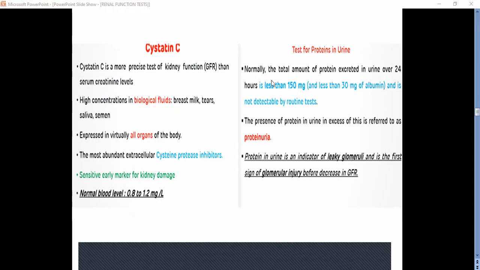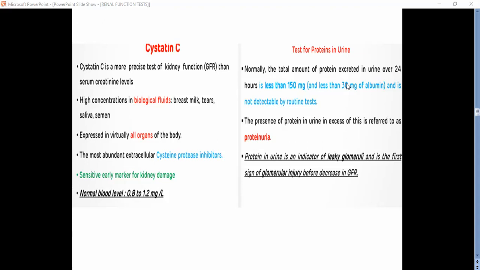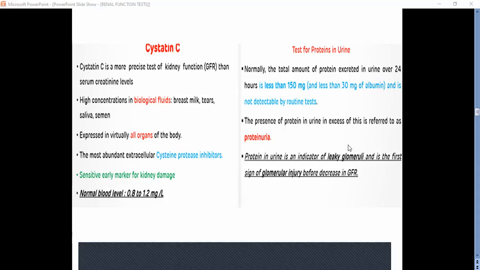Coming to another test, known as the test for proteins in urine. Normally, the total amount of protein excreted in urine over 24 hours is less than 150 mg. Protein is a bigger molecule; it never comes out of the GFR, that is, it cannot be filtered in the GFR. If anything happens and it does come out, it is again reabsorbed. So in normal conditions, there is no presence of protein in urine.